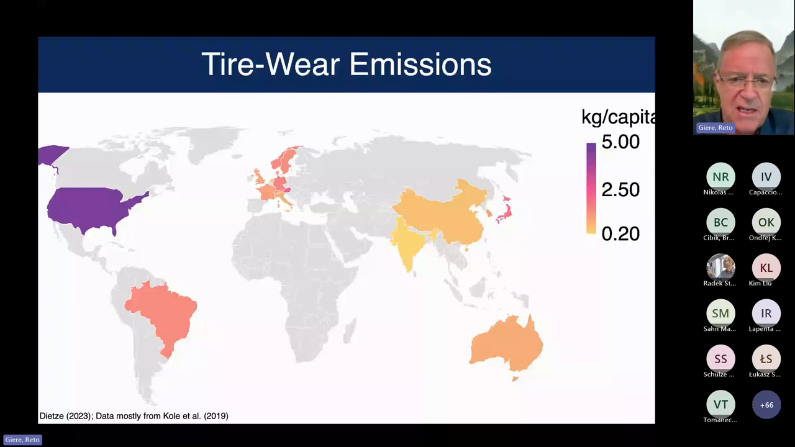Now, the question, of course, is why do we have that? Globally, the estimates are about 6 million tons per year that are emitted. There are a lot of assumptions in there. We don't have time to go into the details, but this is a rough estimate. 6 million tons of tire wear particles are emitted into the environment globally every single year. And in some countries, much more than in others.